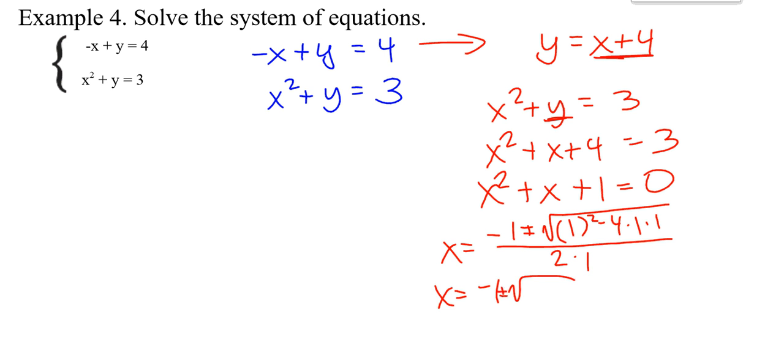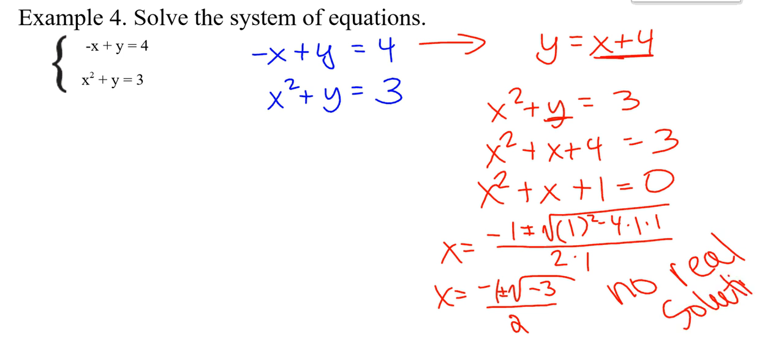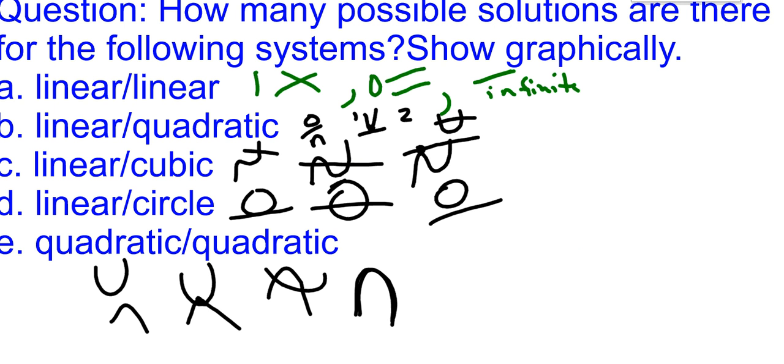Plus or minus, 1 minus 4, negative 3. So what does that mean? Okay, so we're going to say that there is no real solution. And so what does that mean about this parabola and line? They do not intersect, right? We don't really know just by this what they look like, but essentially they do not intersect at all. So just be aware of things that can happen there.